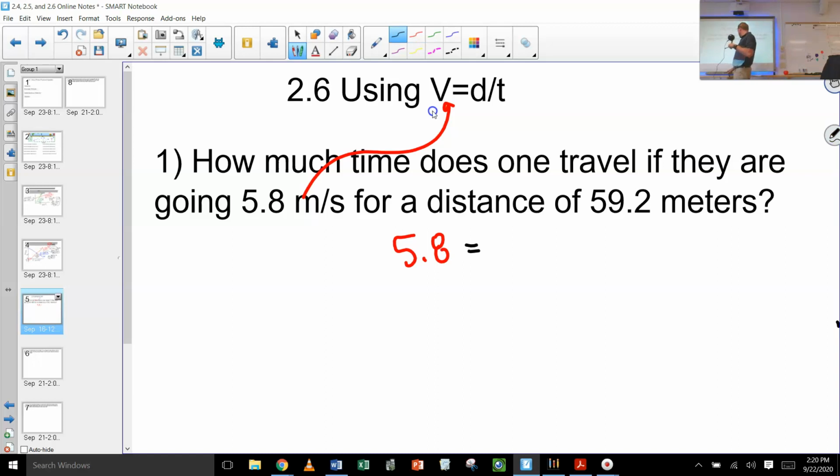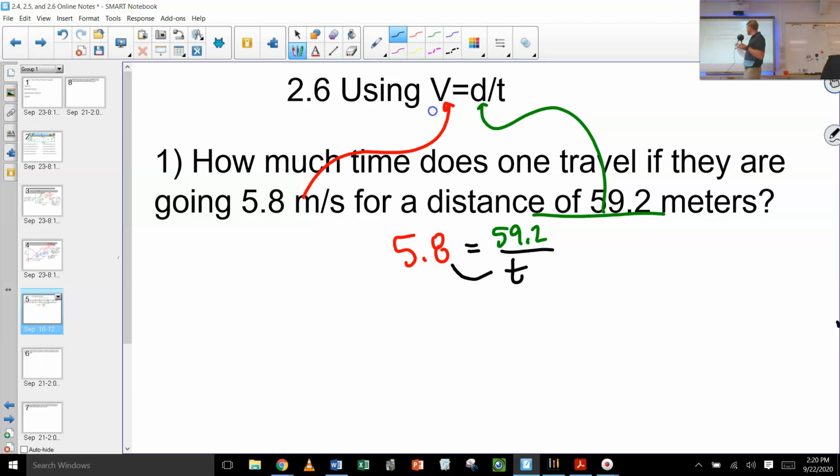My displacement is 59.2. And now I can solve this for time. Now, I specifically set this problem up because I can fool probably 30%, maybe less, maybe 15% of physics students with this question right here. Because what your average physics student is going to do is take 59 divided by 5.8, and that is not correct.